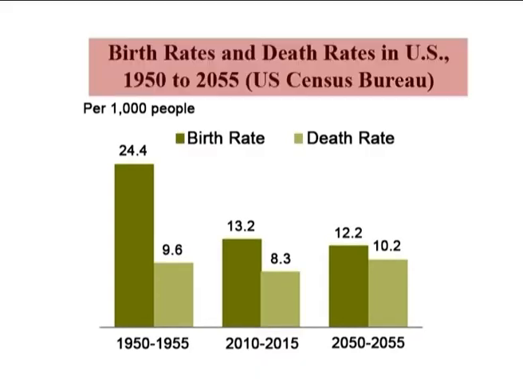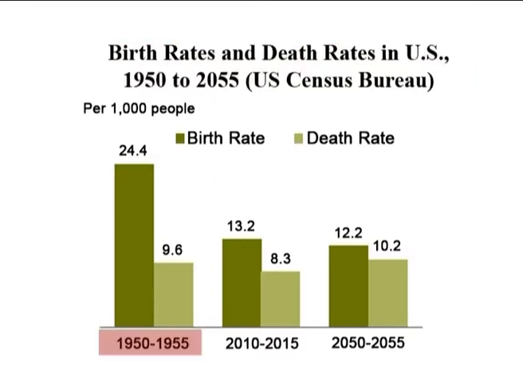Figure 9 shows the birth and death rates in USA. From 1950 to 1955, the crude birth rate in USA averaged 24.4 per thousand people. That was more than double the crude death rate of 9.6 per thousand people. By mid-century, from 2050 to 2055, the birth rate is projected to drop further to 12.2 and the death rate to rise to 10.2. Consequently, population growth from 2010 to 2050 should be much slower than it was from 1950 to 2010.